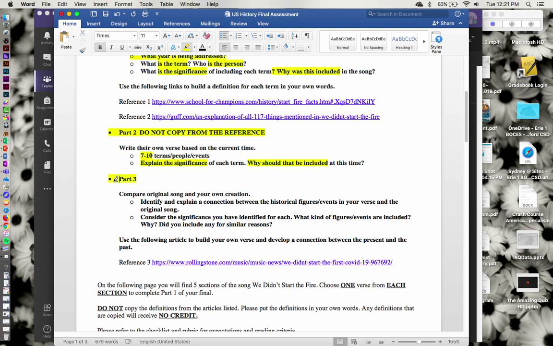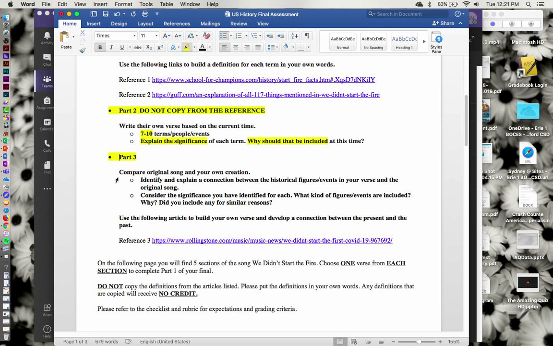Now we've got one more part to this project. You are going to compare your original song to the creation that you came up with. So what do I mean by that? You are going to identify and explain a connection between the terms, historical figures or events in your verse and the original song. The question that I really want you looking at is, what kind of figures and events were included in your song versus the song that came out in the 1980s? Okay, why are they similar? Did you look at the significance of the people, places, events from the original song, and then use that as a basis of creating your own verse?